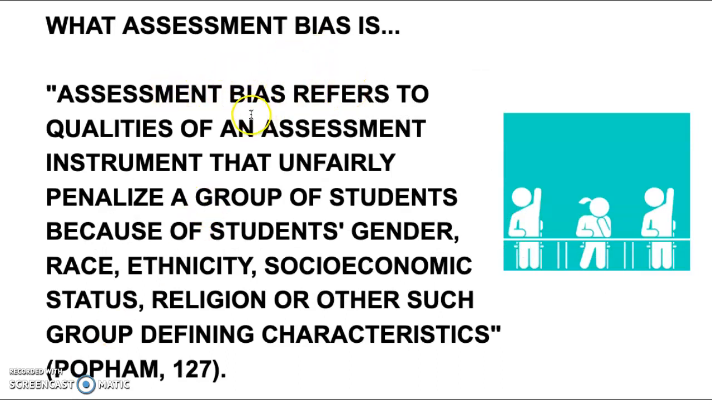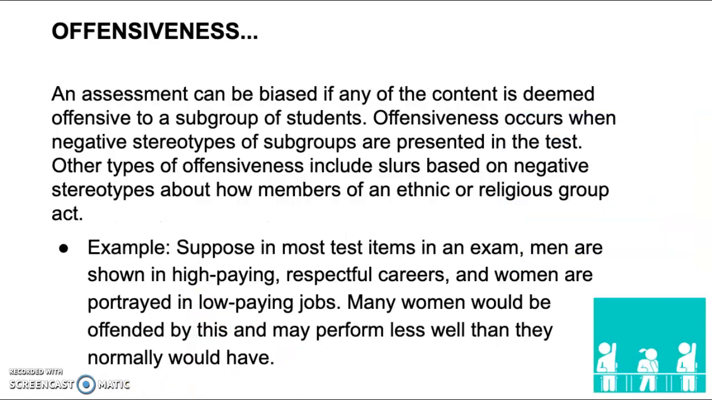Assessment bias refers to qualities of an instrument or assessment tools that unfairly penalize a group of students because of that student's gender, race, ethnicity, socioeconomic status, religion, or any other group defining characteristics. One type of assessment bias is what we call offensiveness. So an assessment is biased if any of the content itself is deemed offensive to a group or subgroup of students. Offensiveness is when there are negative stereotypes of subgroups presented in the test. Types of offensiveness could include slurs based on negative stereotypes about how members of an ethnic group or religious group act.